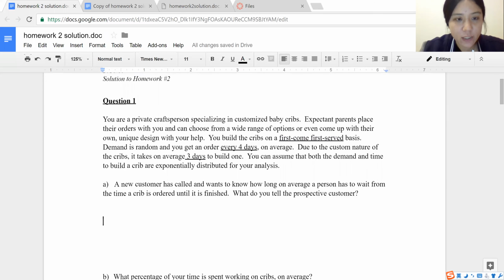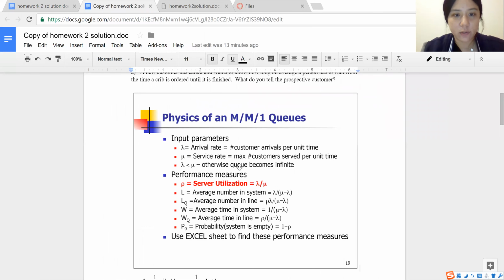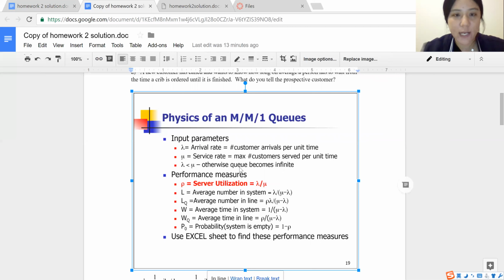So first, let's look at the first problem. A new customer has called and wants to know how long, on average, a person has to wait from the time a crib is ordered until it is finished. What do you tell the prospective customer? So basically, from this question, we know that we are required to calculate the wait time in the system. And let's look at the formula to calculate.